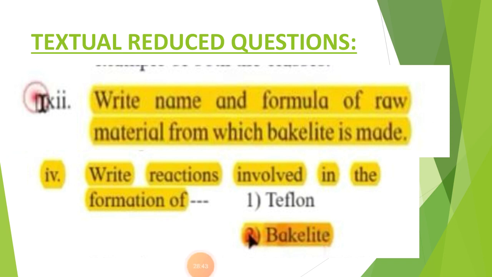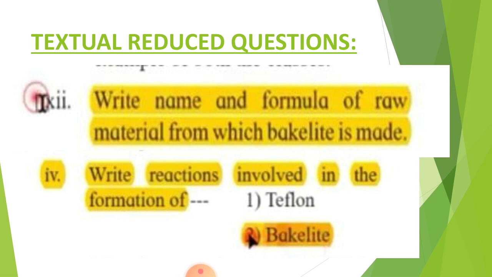The next question is: write the names and formula of raw material from which bakelite is made. It is in question number 3, answer the following on page number 338. Your last question, 12th number question. I am repeating it again. Question number 3, answer the following. Your last question on page number 338: write names and formula of raw material which has been used for the preparation of bakelite. It has been reduced.